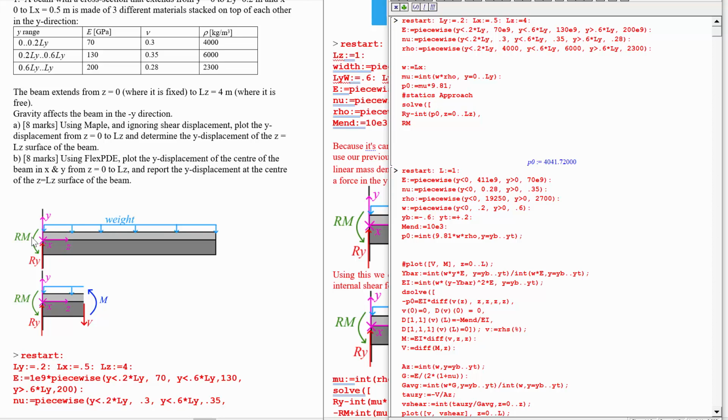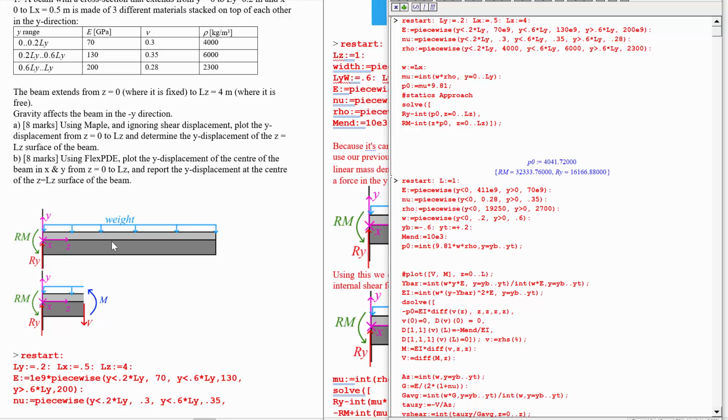It's in the negative x direction. And we've got another torque, which is from this P naught along the length, the integral of z times P naught, z is 0 to Lz. All right, so that should be giving us what Rm and Ry are. And we need both of these to be positive to counteract this weight force. So indeed, they are. That seems good.